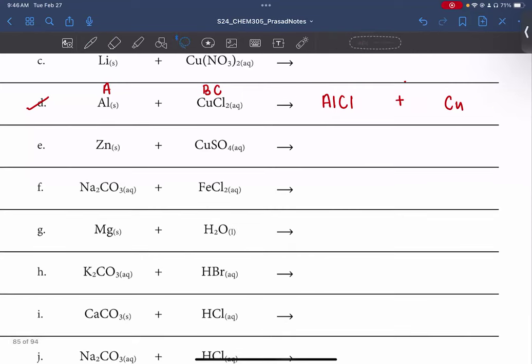We've simply matched the different elements to predict the products. Let's see if our products are correct. Clearly, the copper is correct. It just exists as a single product, a single element. No worry about charges.